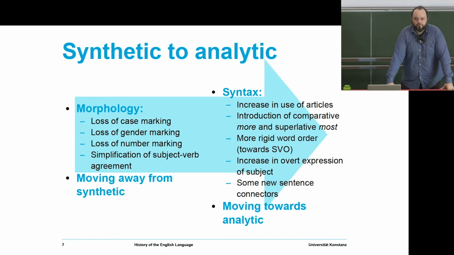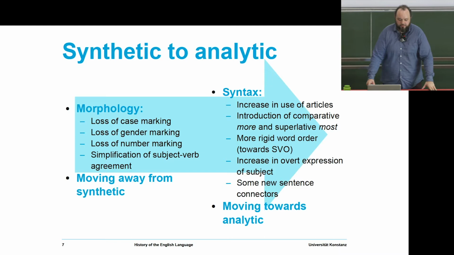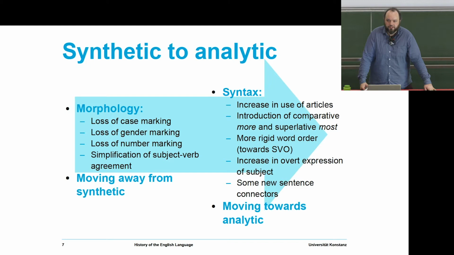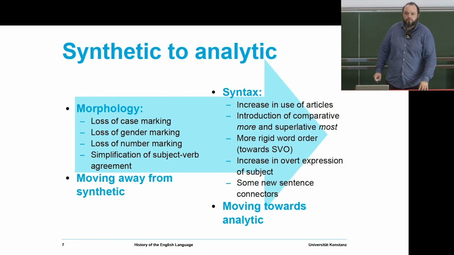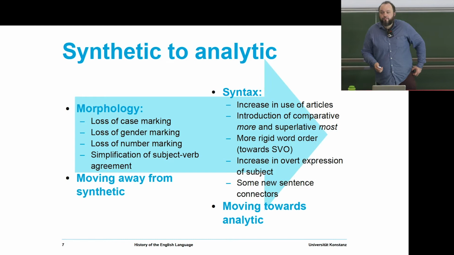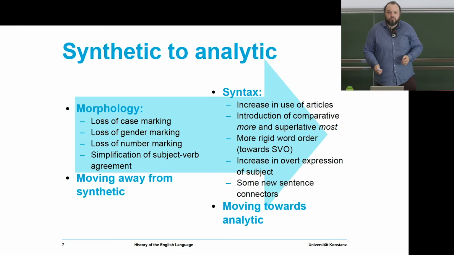We also see simplification of subject-verb agreement, so the verb has many, many different endings during the Old English period, and those get weeded out. A lot of them fall off. It seems like the morphology is shrinking. So we're moving away from this synthetic profile when we enter the Middle English period. And how far we move away from the synthetic profile depends on the text. Because as I've said before, Middle English is very diverse and we see different things at different times and in different places.